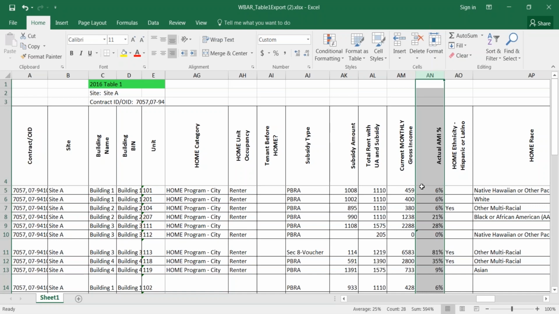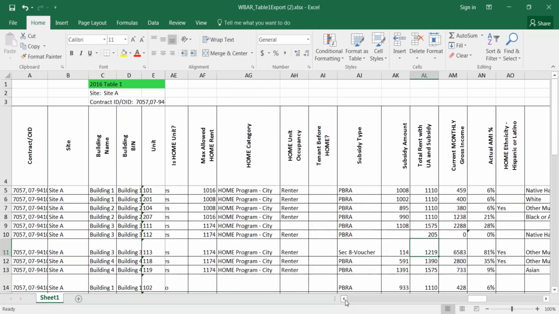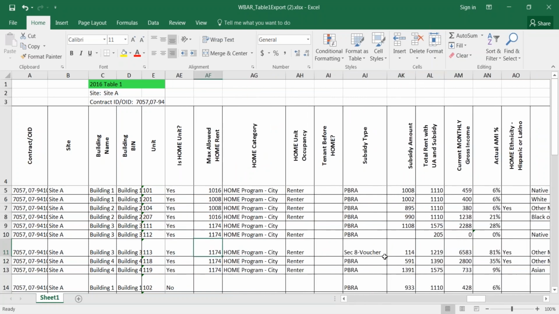The other thing that I look at is the subsidy type, and whether or not the total rent with subsidy, so in this case a Section 8 voucher, a tenant-based voucher, exceeds the HOME rent limit here. So that's, again, no validations are going to pop up in the system, but that's how we're going to look at it.